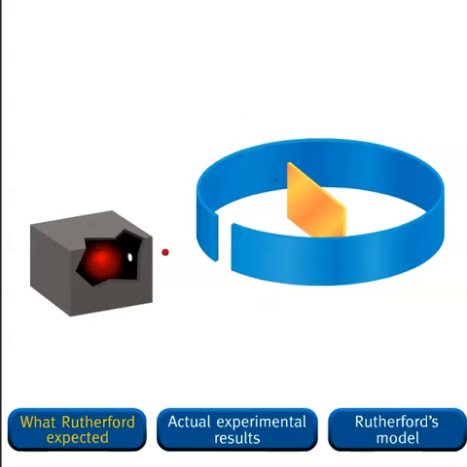Based on Thomson's model, Rutherford expected that the positively charged alpha particles should pass through the uniform sphere of positively charged matter with little or no deflection. Click on actual experimental results to see what actually happens.